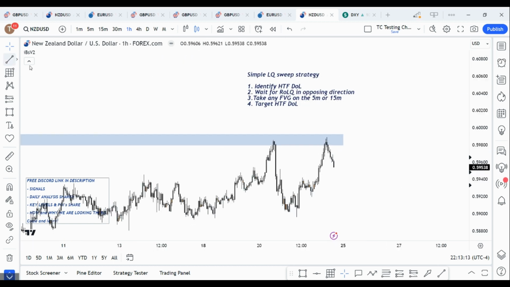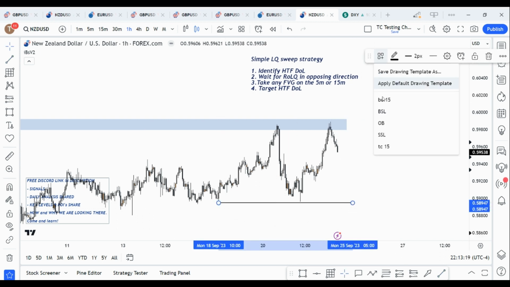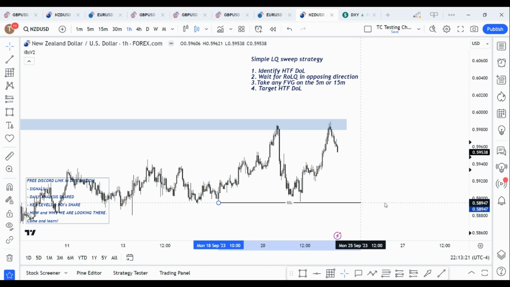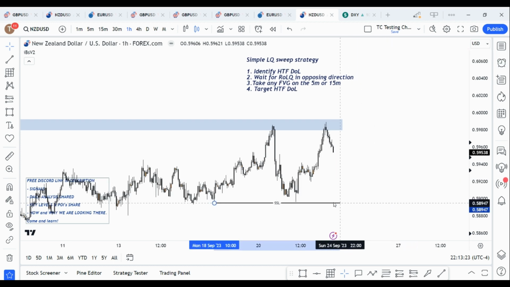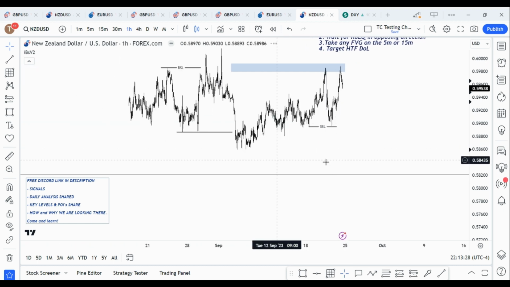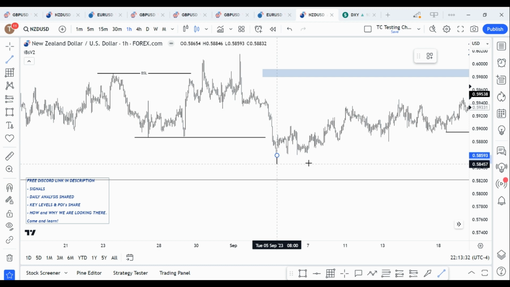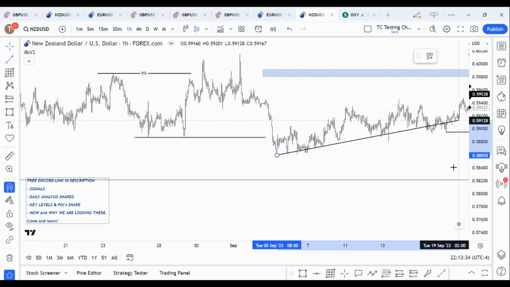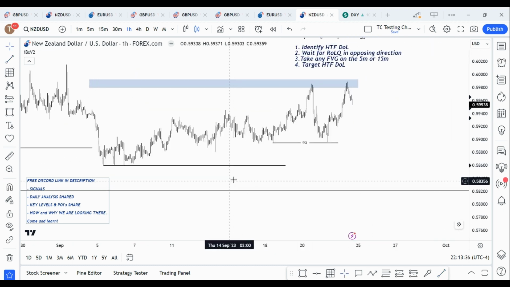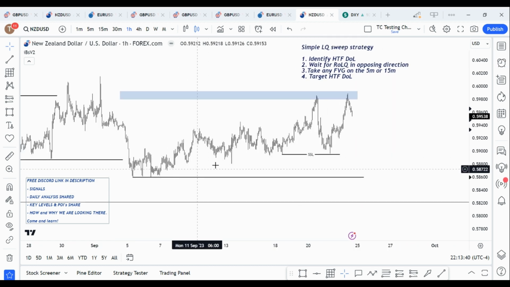So we want to identify our higher time frame draw on liquidity. Now, as a sort of midterm draw on liquidity, we have this set of clean equal lows. So this could be a good first target to aim for. And obviously we have another set of equal lows here, which is our higher time frame draw on liquidity here. Notice low resistance liquidity run, high resistance liquidity run up here.